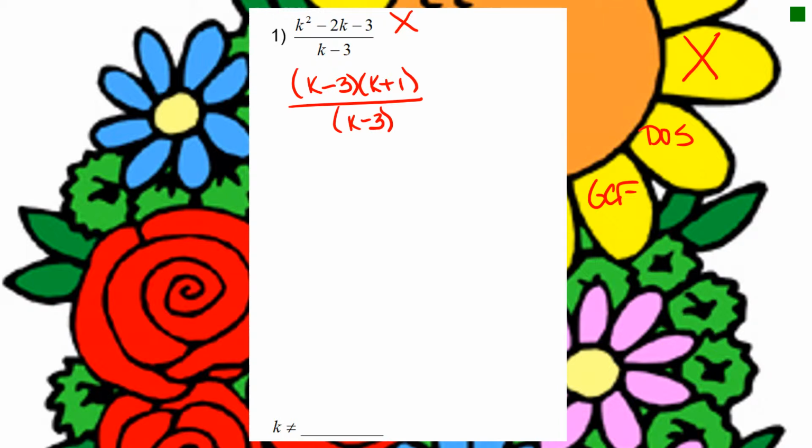What are my excluded values? K minus 3 can't equal 0. Add 3, so K can't be 3. Let's put that down there. Then I'm going to cancel. They both have a K minus 3, so I cancel that factor out of both of them. I end up with K plus 1. There's nothing in the denominator, so that's bada bing, bada boom.